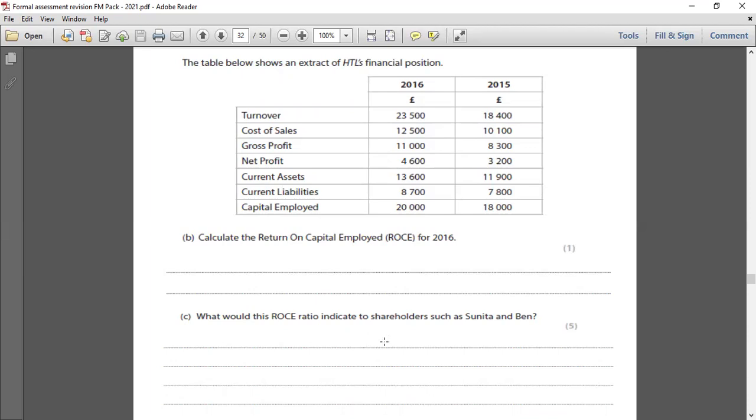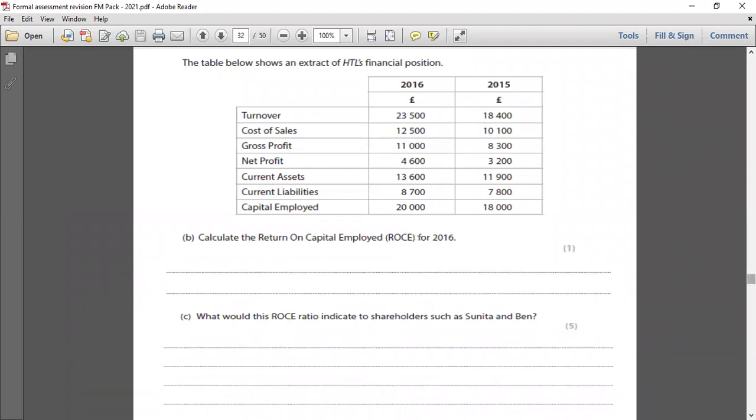That is the indication to shareholders, and if you want, you can also do a comparison between 2015 and 2016. For 2015, the ROCE is net profit 3,200 divided by 18,000 times 100, which is 17.7%. This year it is 23%. You can see that the return on capital employed has improved between 2015 and 2016.